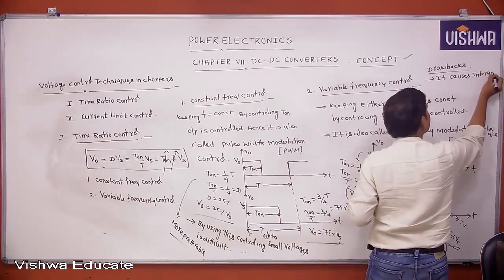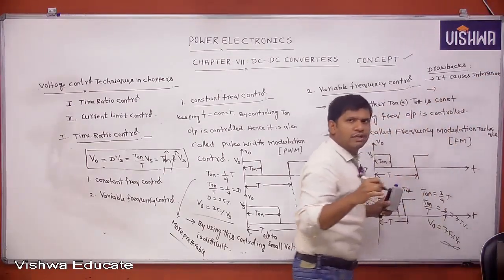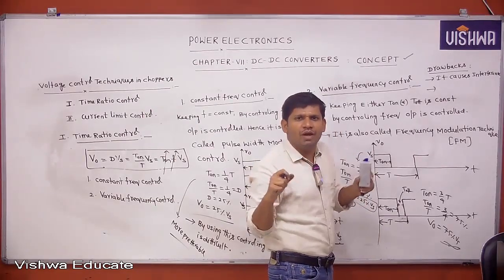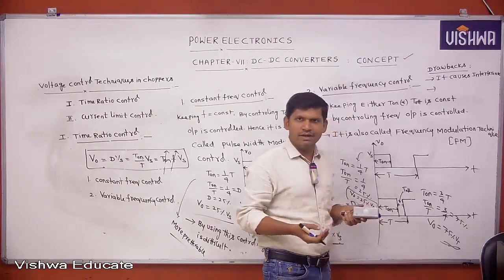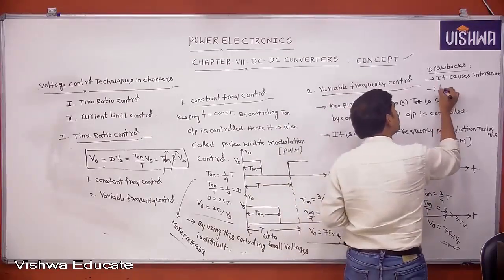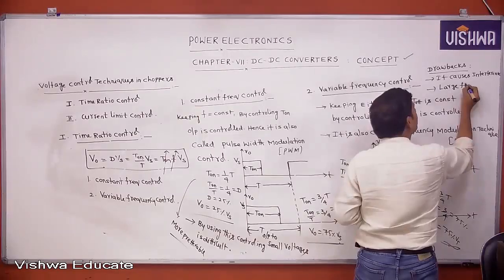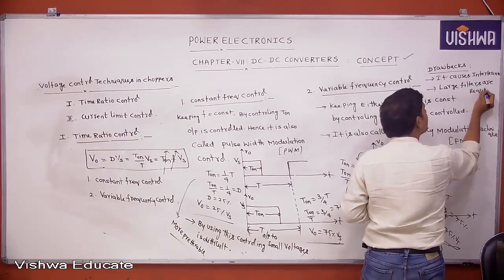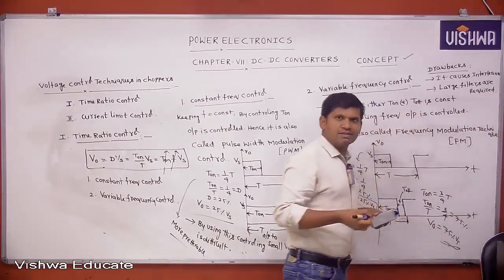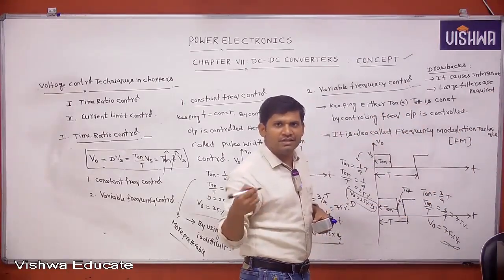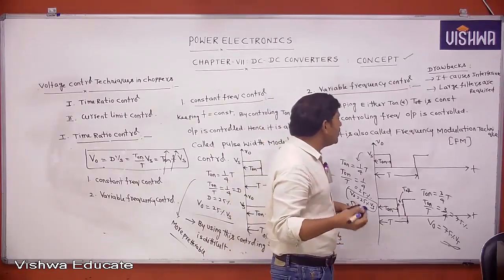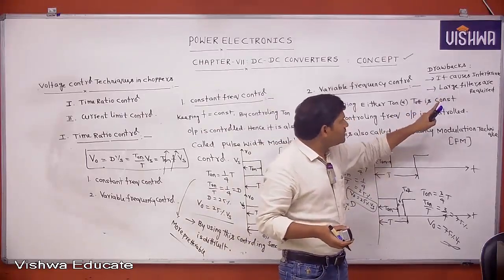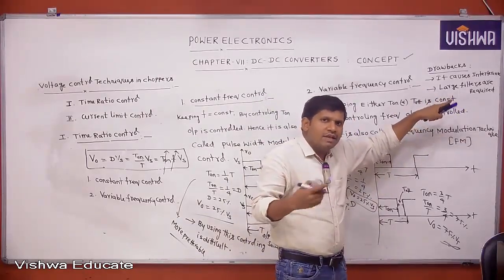Because you want to change the output voltage over a wide range, we have to change the frequency over a wide range. If you increase the frequency over a wide range, then it causes interference. Then large filters are required, which increases size and which increases cost. All these are the drawbacks of variable frequency control or frequency modulation technique. Understood? It causes interference and large filters are required, which increases size and cost also.